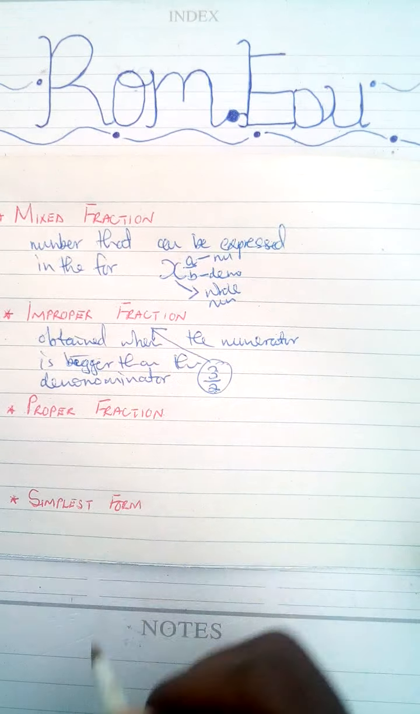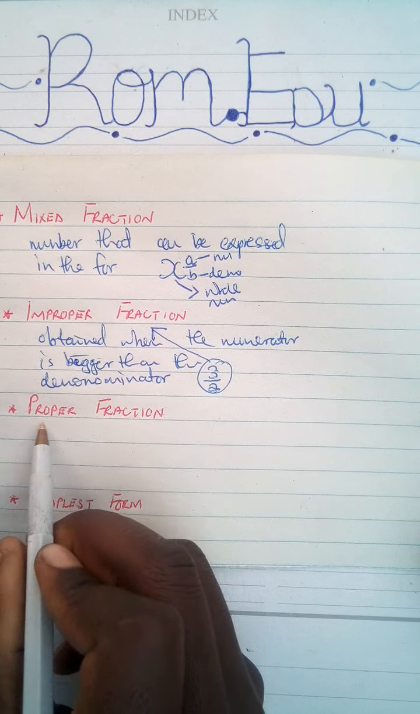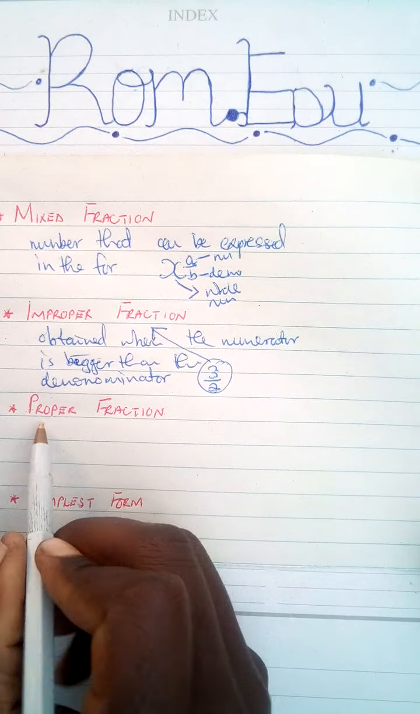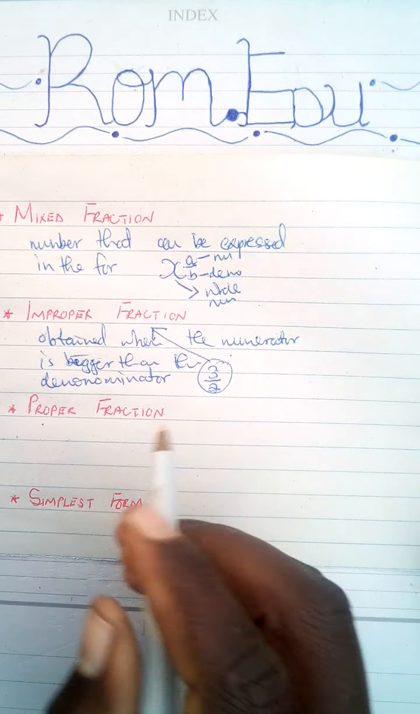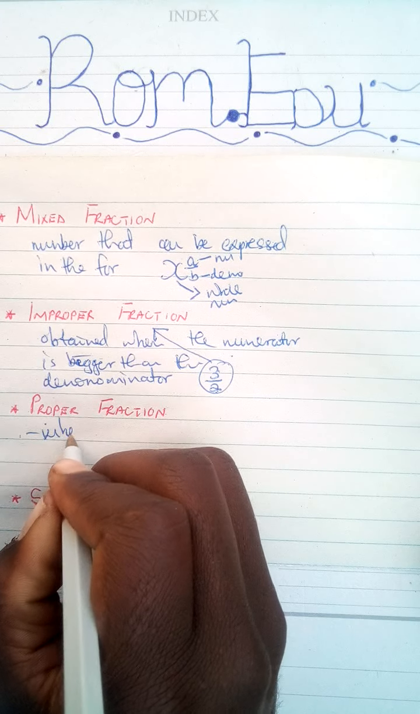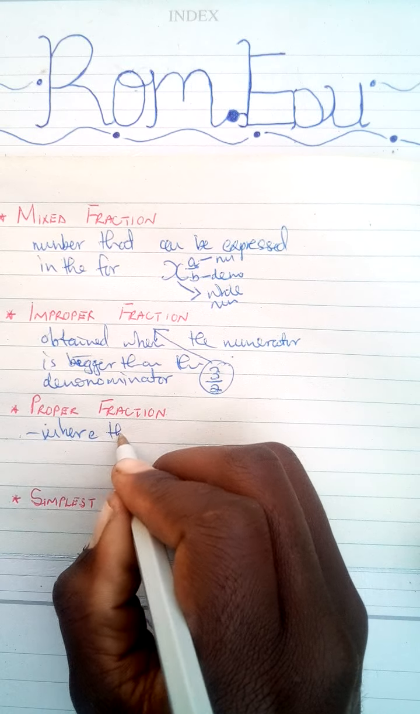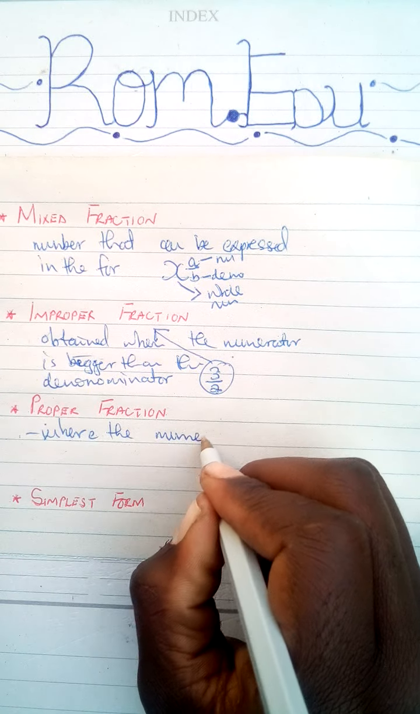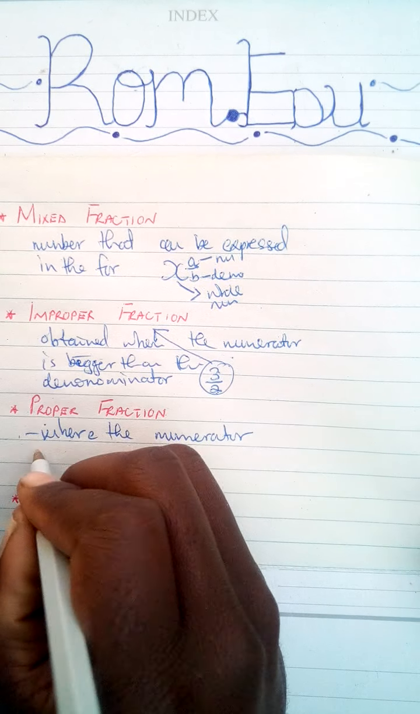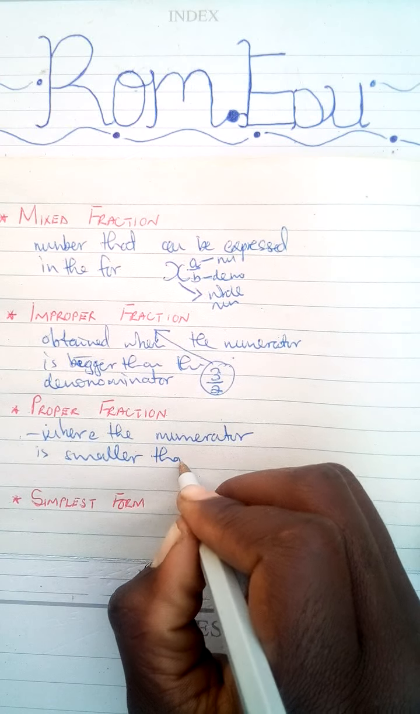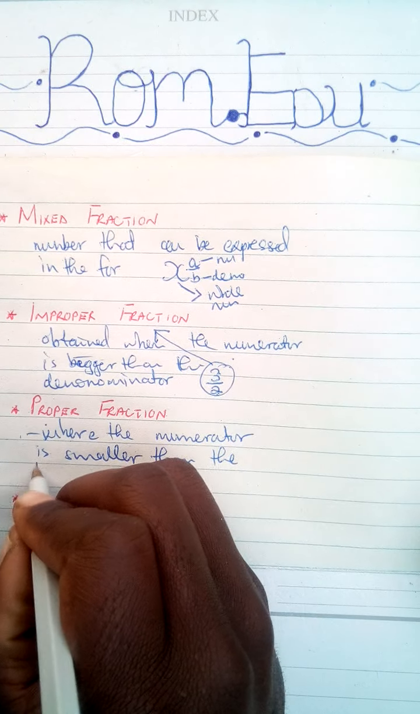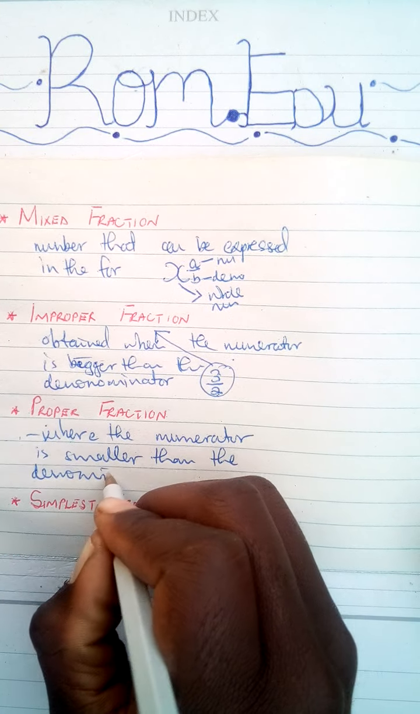Now let's look at a proper fraction. A proper fraction is actually the opposite of an improper fraction. So a proper fraction is where the numerator is smaller than the denominator.